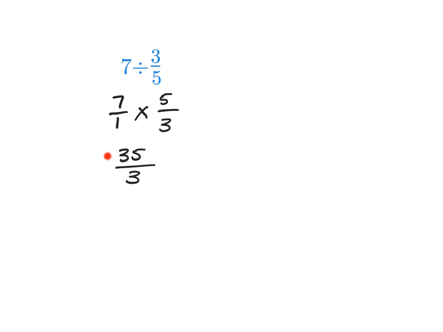So now I have an improper fraction, and you can see my numerator is larger than my denominator. So I need to simplify this fraction. And to do that, I say how many times does 3 go into 35? Well, 3 goes into 35 11 times. And what is left over? We have 2, and my denominator is 3. So my answer in fact is 11 2/3, and that would be correct.